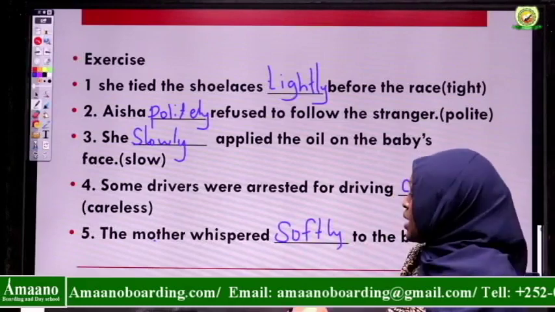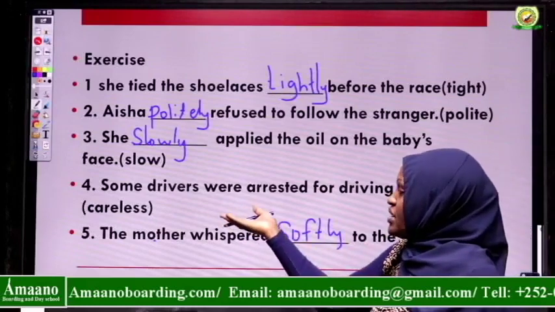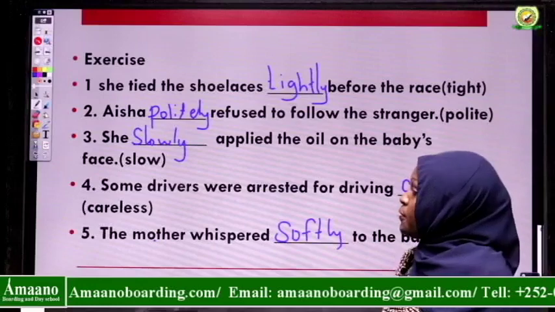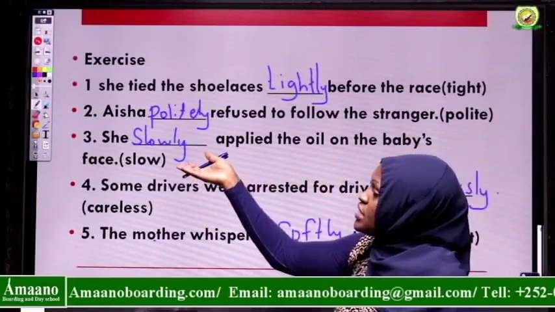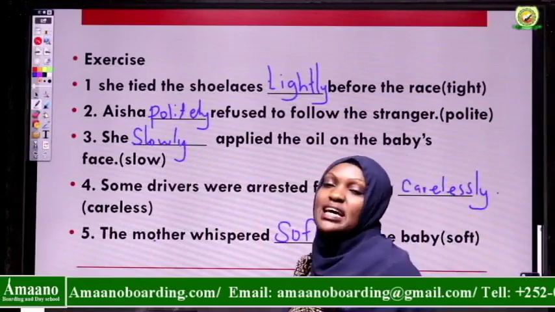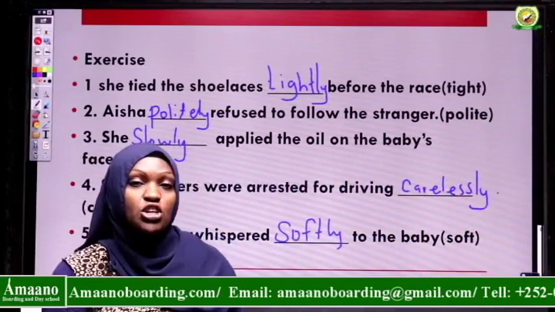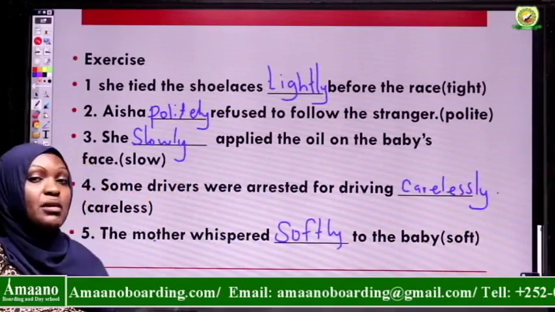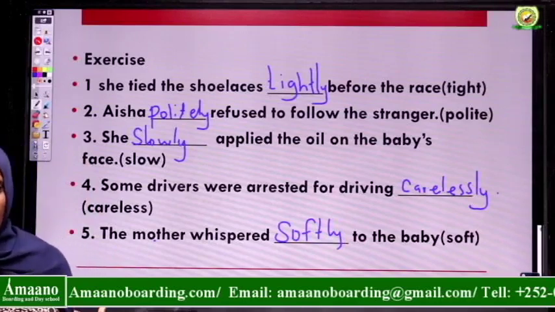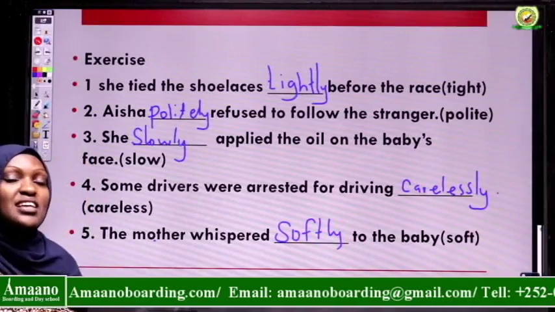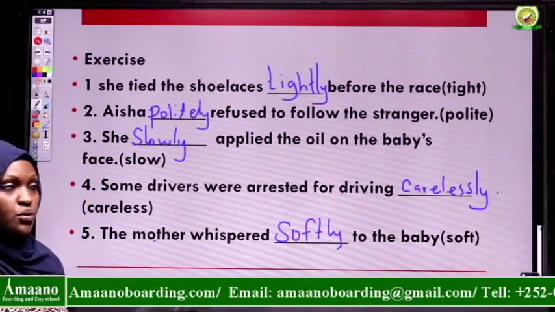So these are telling us how it happened. How did the mother whisper? Softly. Why were they arrested? Because they were driving carelessly. Then how did she apply the oil? She did it slowly. So these ones are telling us how an action happened. And remember, they come after the main verb or after the object, after the object you are talking about, or after something you are referring to.